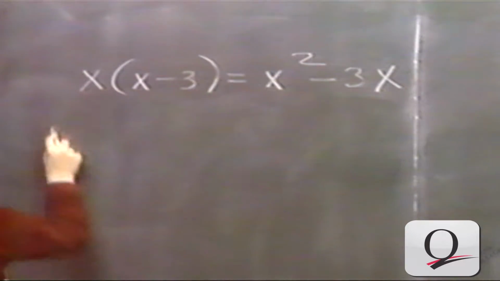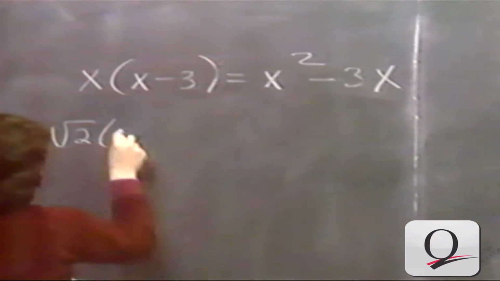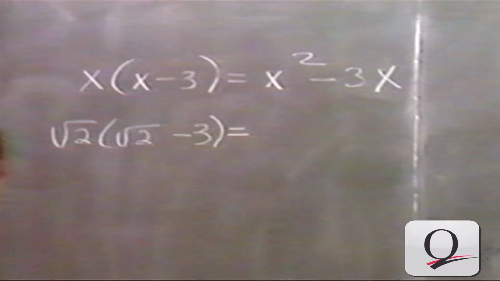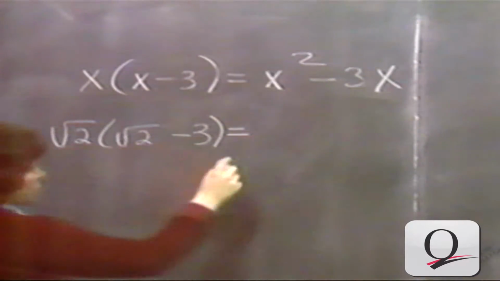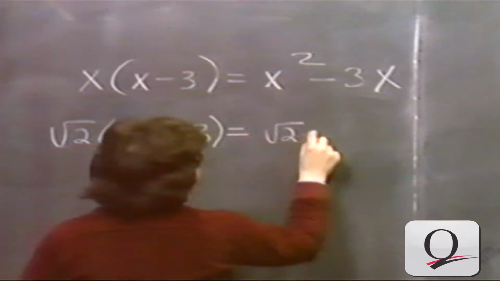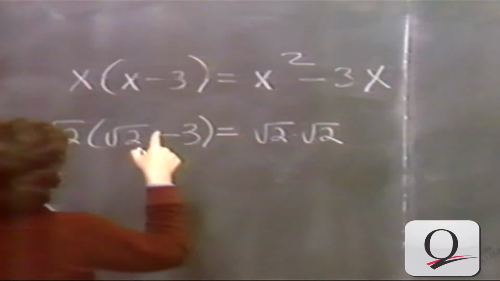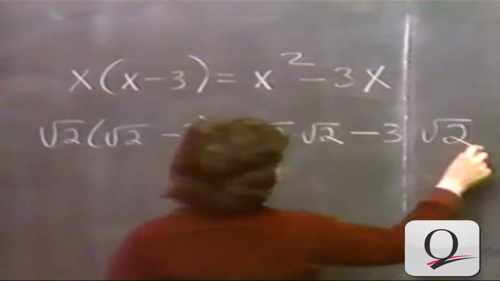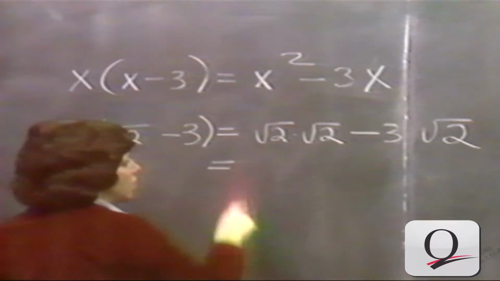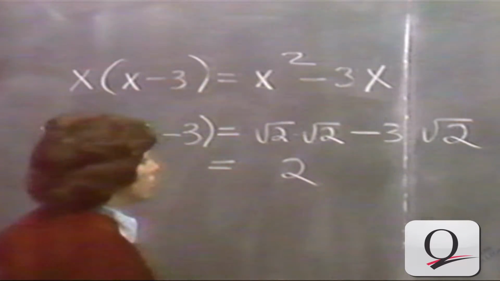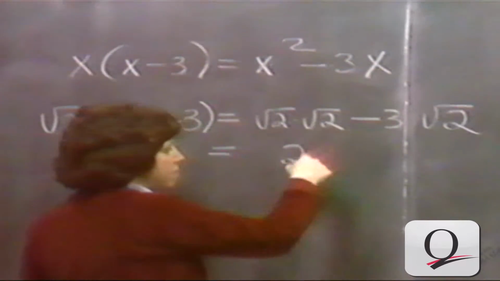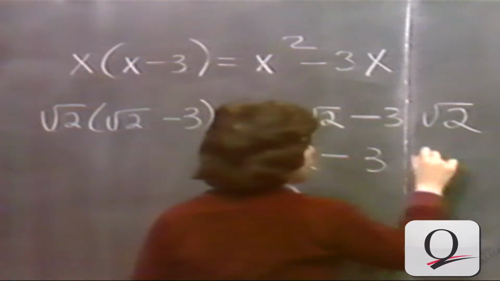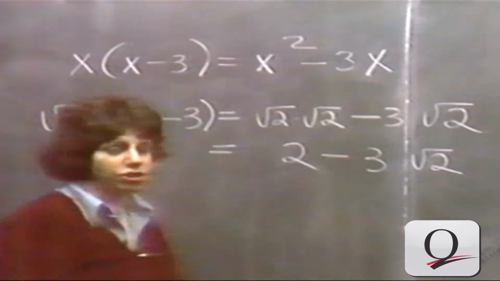Now, if it's the square root of 2 times the square root of 2 minus 3, once again, we will be using the distributive law. The square root of 2 times the square root of 2, and the square root of 2 times minus 3, or minus 3 times the square root of 2. Now, the square root of 2 times the square root of 2 is just 2. The square root of a number times the square root of the same number gives you just the number itself. So we get 2 minus 3 times the square root of 2. And this is as far as we go.